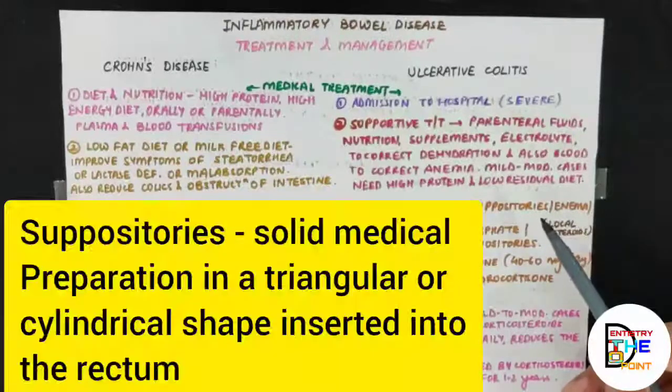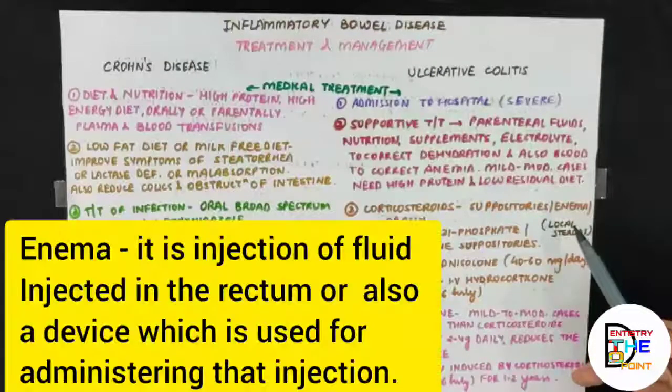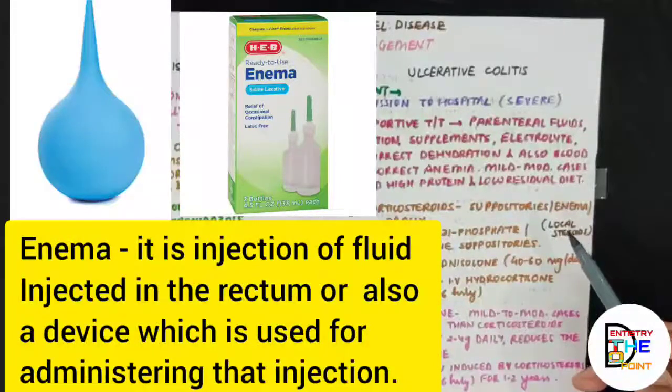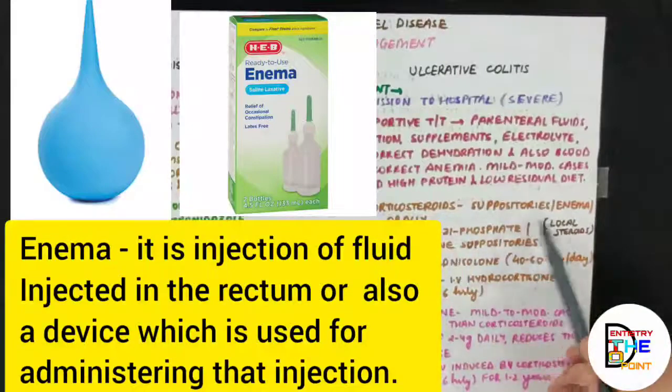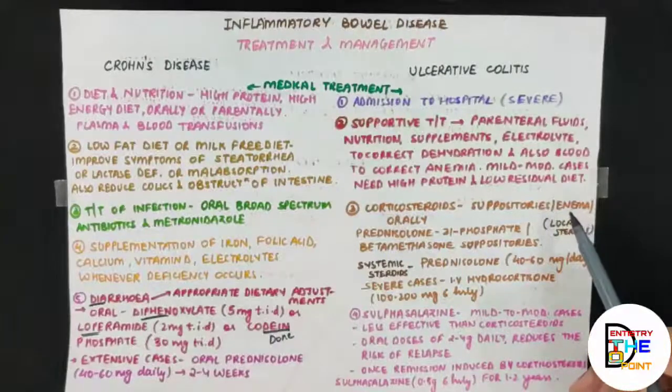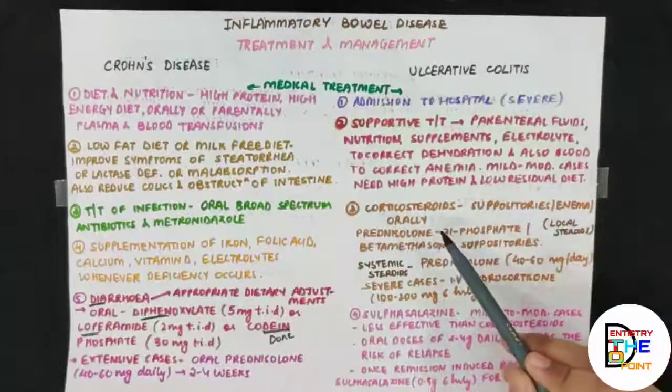Now what is a suppository? It's nothing but a solid medication that is either in a cylindrical form or in a conical form, and that is inserted into the rectum and then it slowly gets absorbed and dissolves its content and everything. While an enema is nothing but an injection of the fluid that is injected into the rectum and then the things happen. So corticosteroids either in the form of suppositories or enemas can be used for systemic effects, or also orally can be used.